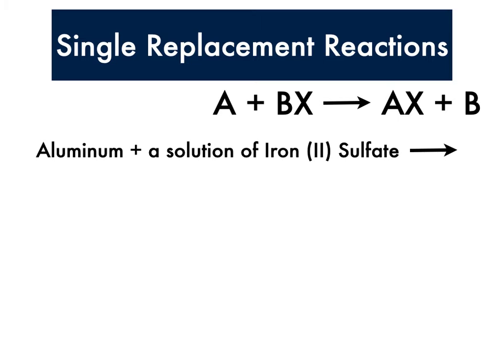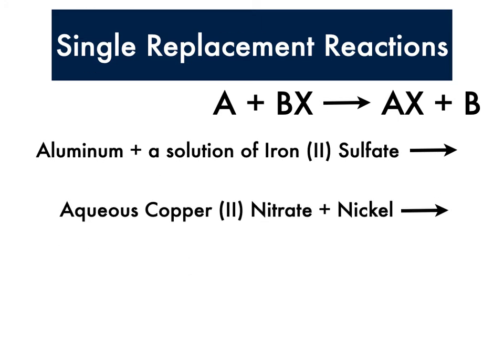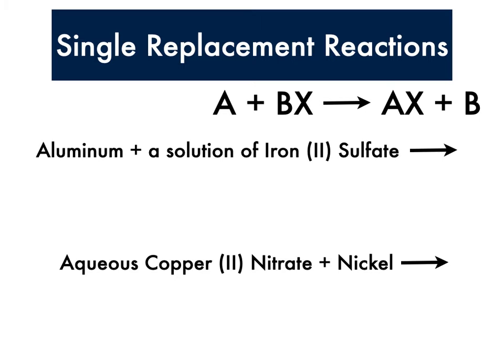Aluminum and a solution of iron 2 sulfate, and copper 2 nitrate and nickel. What I want you to do is write out both sets of reactants with an arrow next to them. See if you can write those chemical formulas out, and we'll talk about what the products are going to be here in just a second. So go ahead and pause the video and do that.